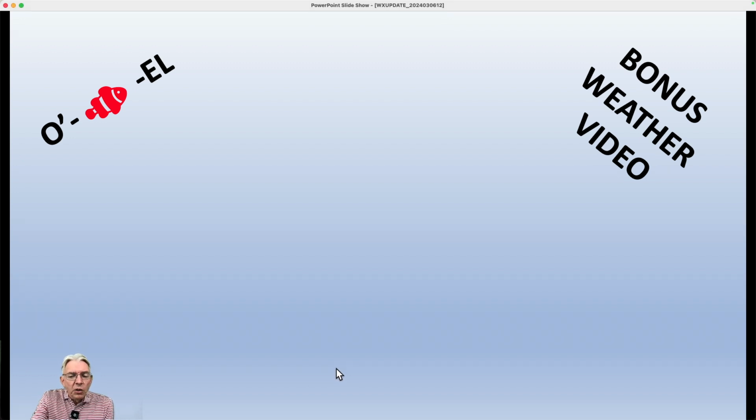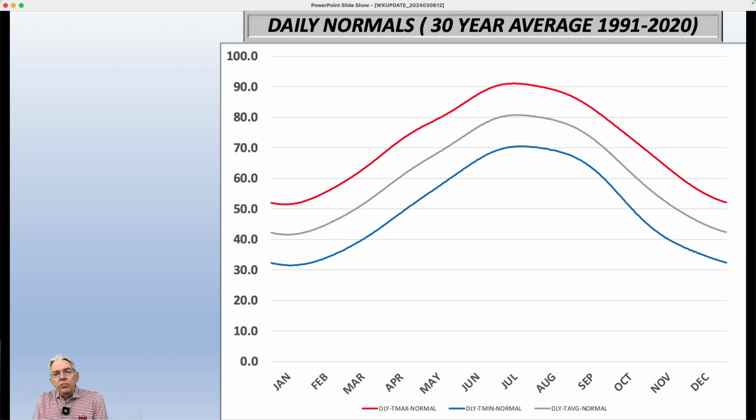We're going to be taking a look at the normal temperatures, which I prefer to call the 30-year average. These are updated every 10 years. Right now we're using the period 1991 to 2020, and those are the normals we will use until we complete the year 2030. Then it'll go from 2001 to 2030, and so in early 2031, those new normals will come out.